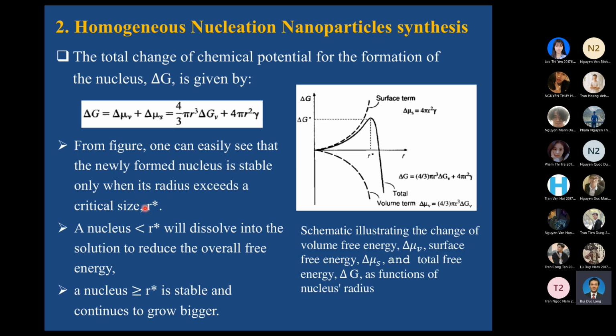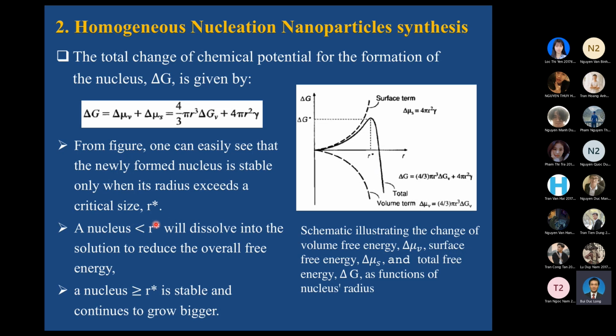So R star here we call the critical size for growth of nucleation. A nucleus with a radius smaller than R star will dissolve in the solution to reduce the overall free energy.